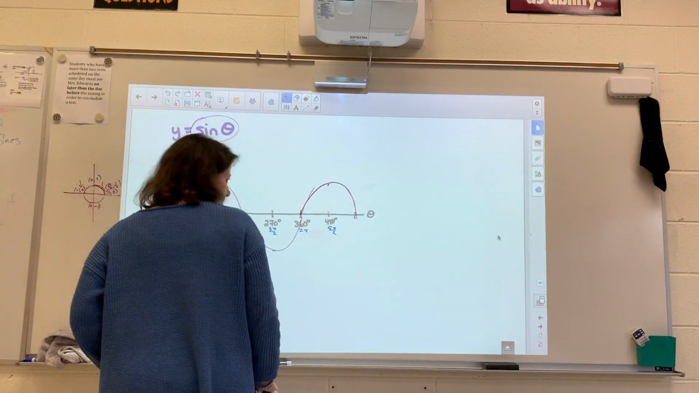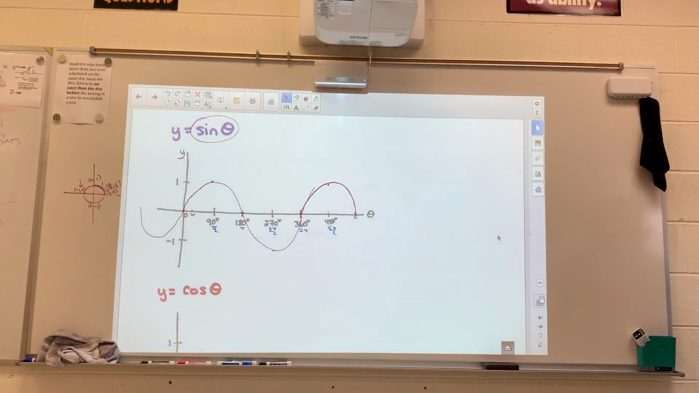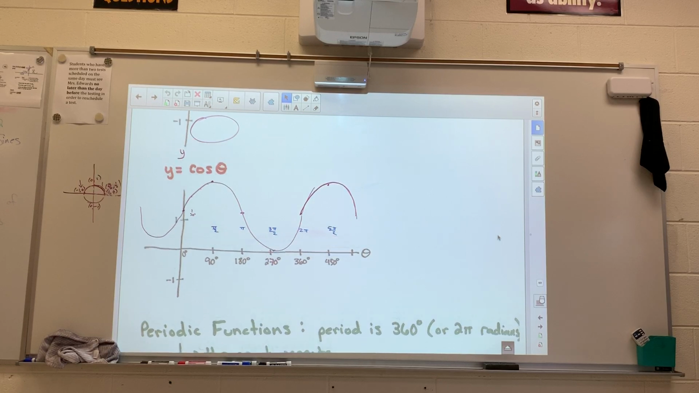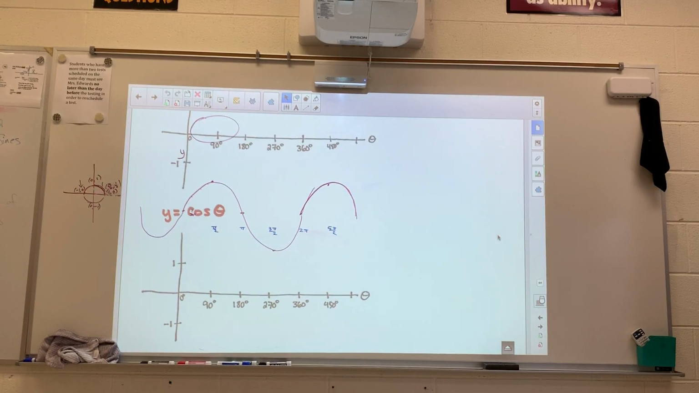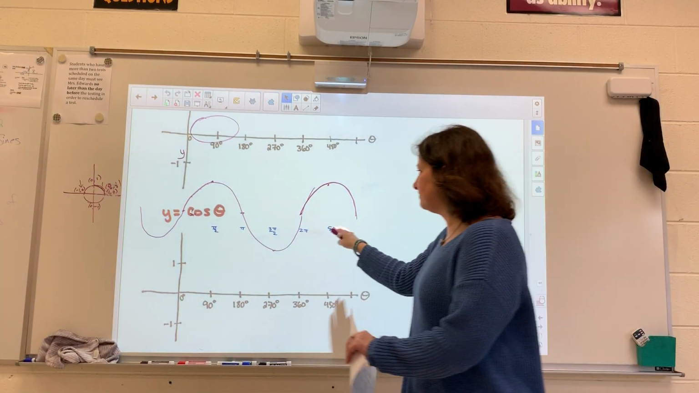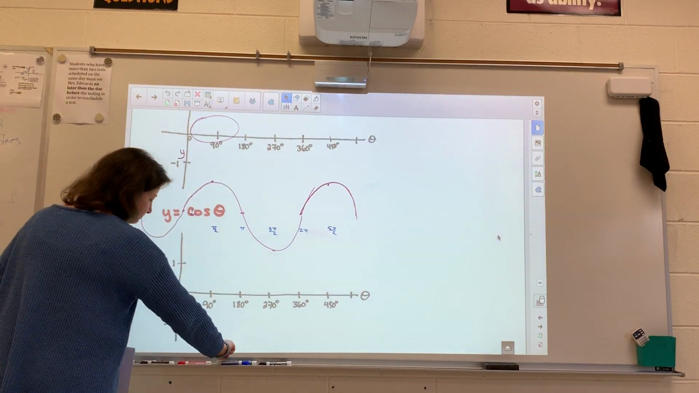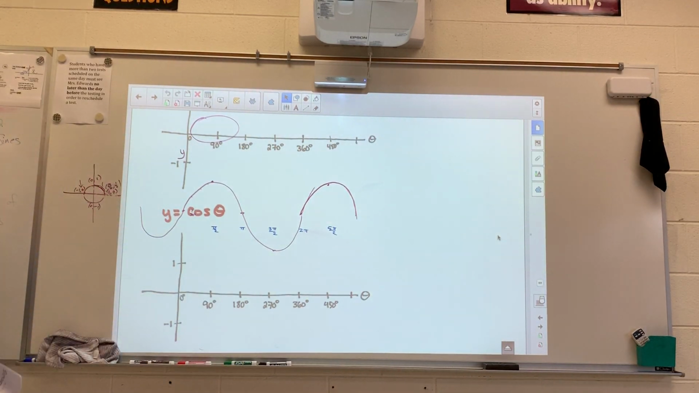Cosine is going to do the same thing, but the curves will not be identical. So let's move up and see what the cosine curve looks like. I'm going to keep the sine curve where it is just so you have a visual. But let's look at cosine.